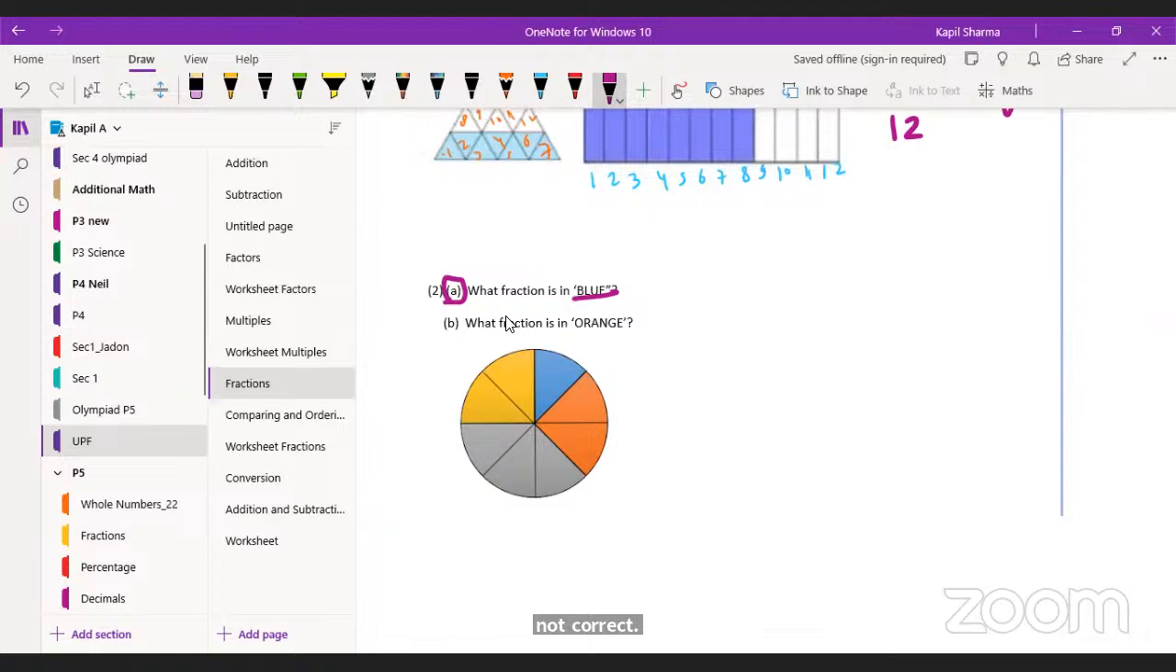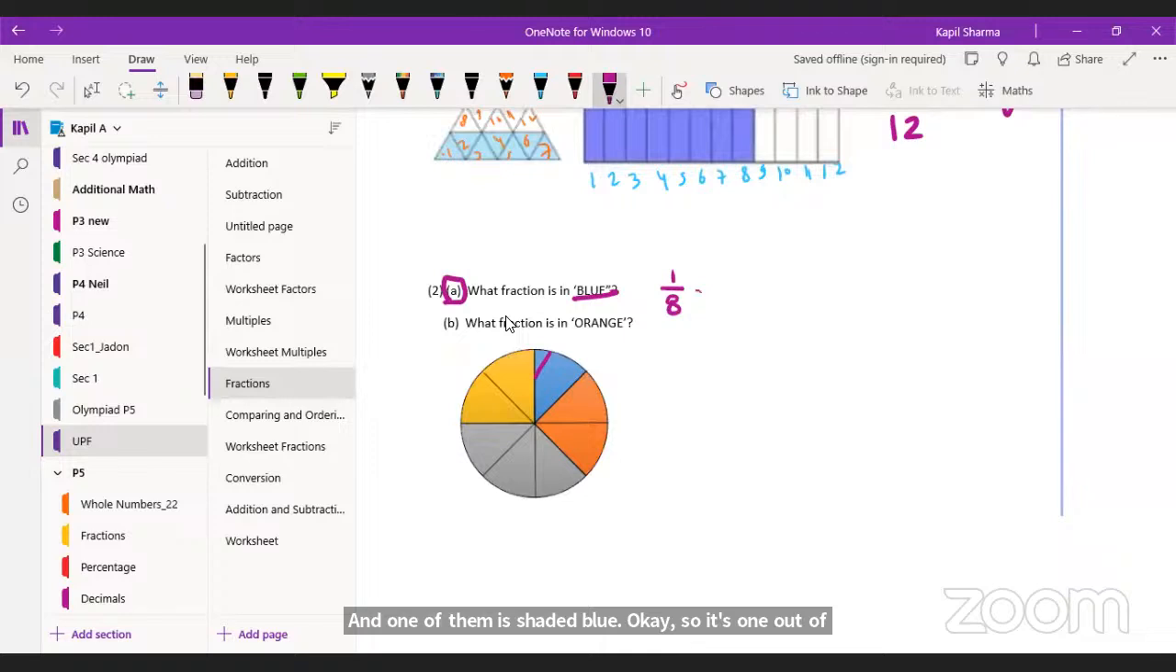Devika, is it 8 over 1? Mitlesh, no. Yeah, Devika. So, Swastik, correct. So, you can see that the circle has been divided into 8 equal parts, and one of them is shaded blue. Okay, so it's 1 out of 8, or 1/8.